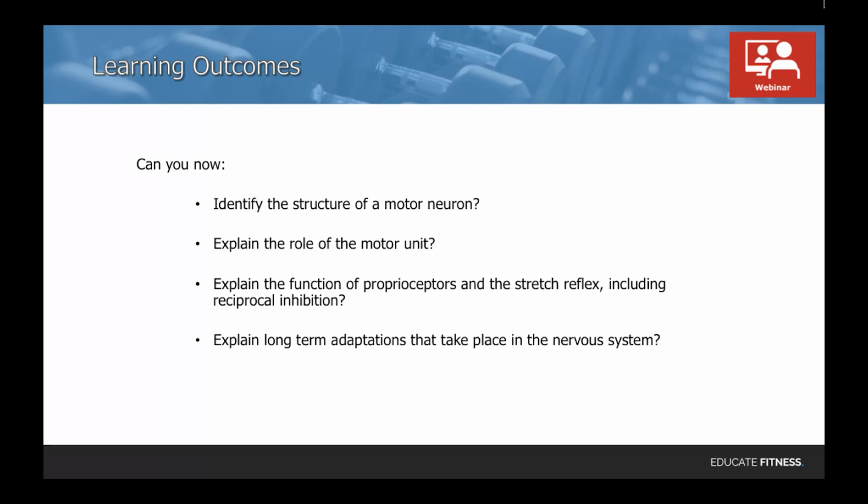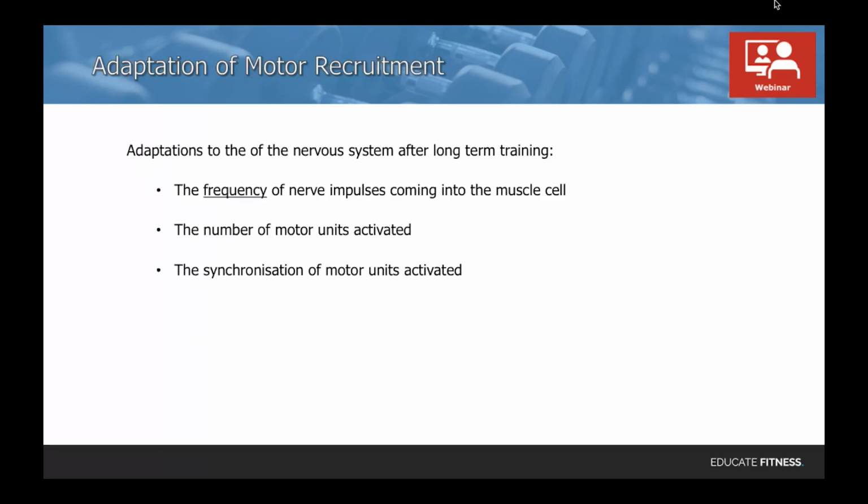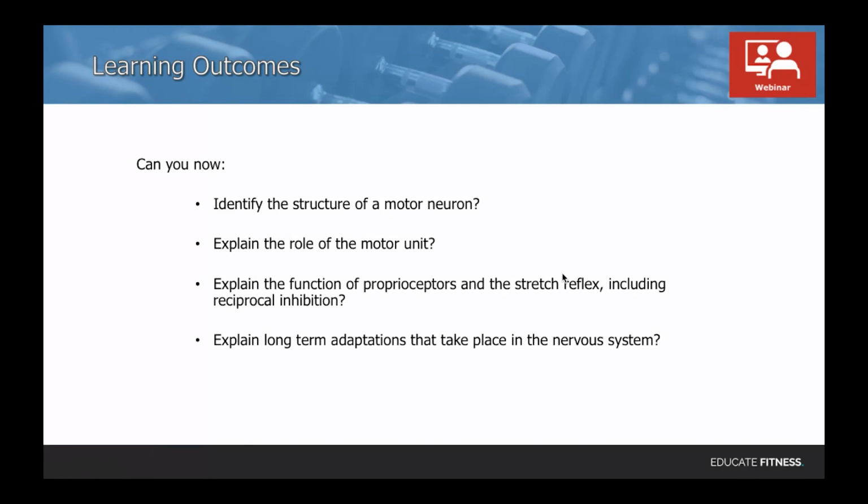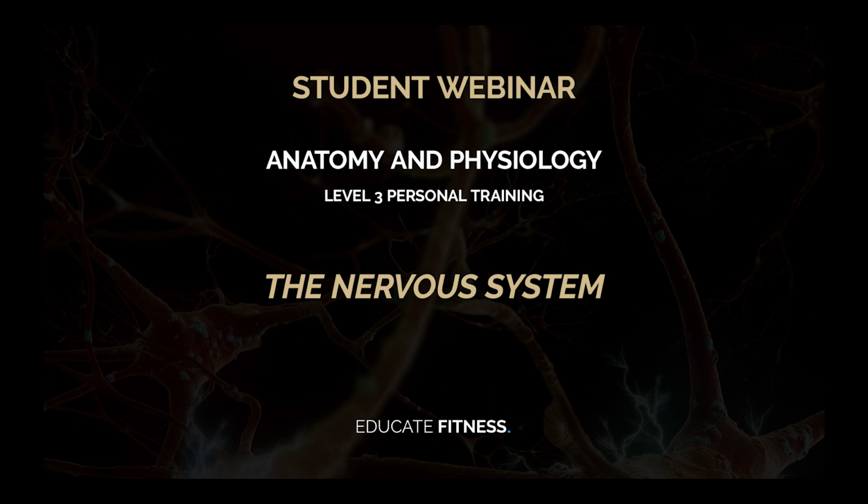And we just talked about long-term adaptations that take place in the nervous system. The frequency of nerve impulses is going to increase, so your impulses are going to be stronger and faster. For the number of motor units activated, you're going to wake up more nerves attaching to more fibers. And now they've been woken up, you can use them all better at the same time. With the synchronization of motor units, they're all going to wake up, they're all going to perform, and help you do that big lift. So that was the end of the nervous system lesson.